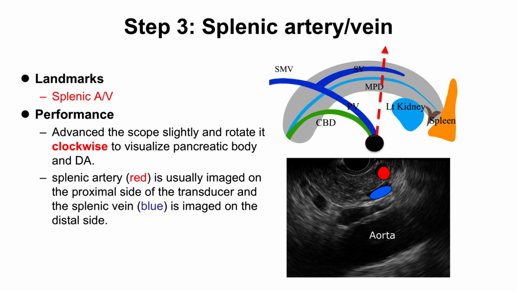The third step is to identify the splenic artery and vein. The main landmarks in this phase are the splenic artery and splenic vein. After gently advancing the scope and rotating it clockwise, we can visualize the pancreatic body together with the descending aorta. At this point, the splenic vein and artery become important reference structures. In general, the splenic artery tends to appear on the proximal side of the transducer, whereas the splenic vein is usually seen on the distal side.